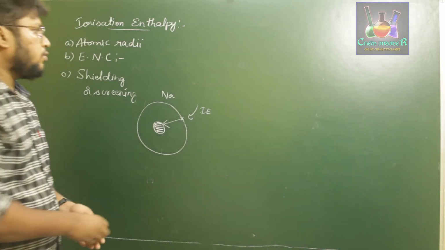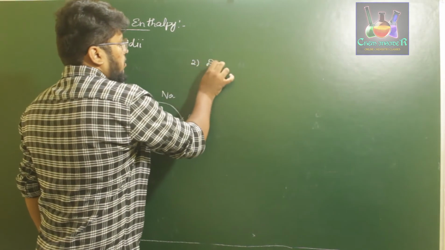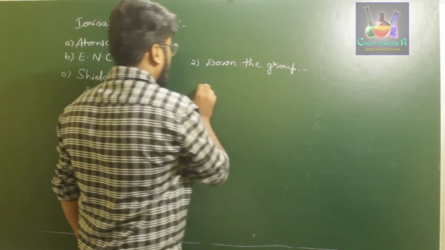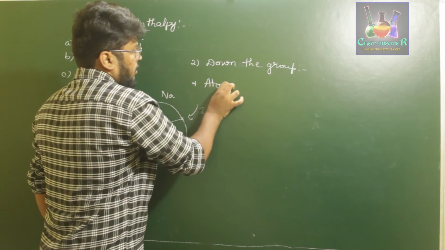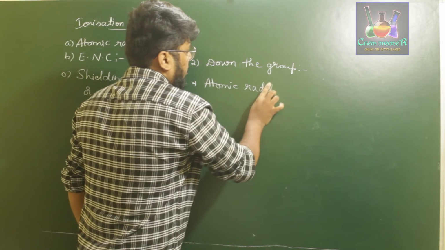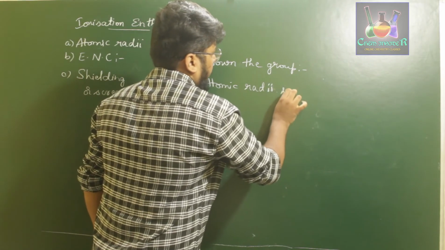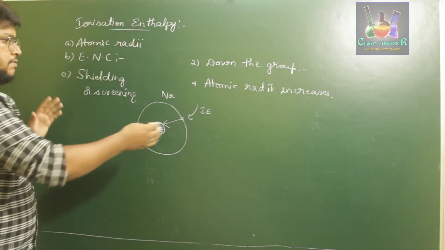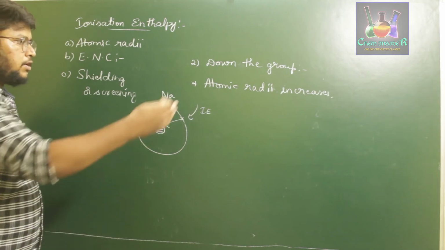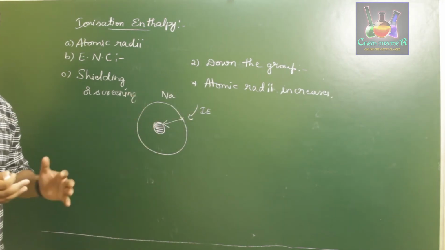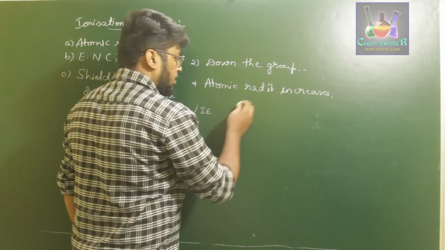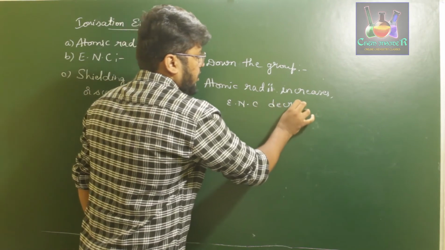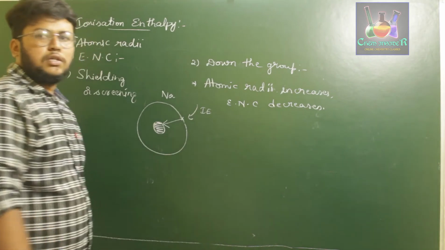So when we go down the group, what we know is atomic radii increases, right? As we go down the group, we know atomic radii increases. So atomic radii increases means effective nuclear charge will be decreasing, right? If atomic radii increases, the size will be more and more, and the extent of electron being attracted by the nucleus will be more and more less. Therefore, with the increase in atomic radii, effective nuclear charge decreases.